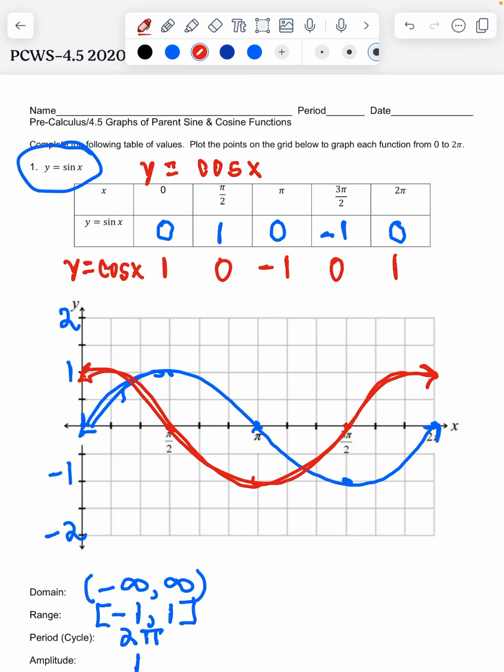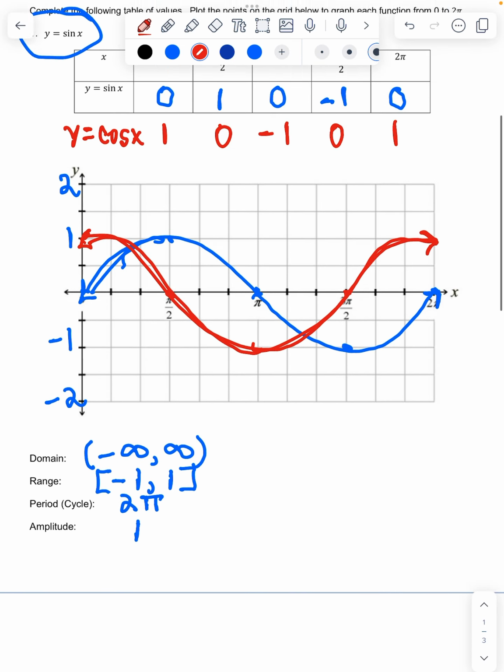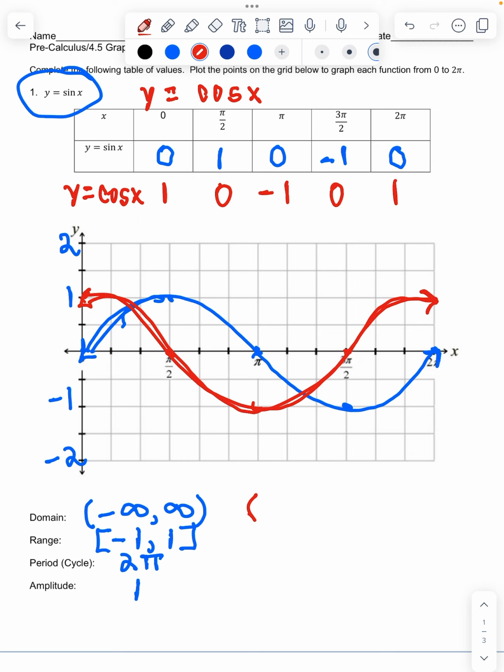And in the cosine graph, we go from peak, high point to high point. But you see you have half a peak on both ends of the cycle. And then you have an entire valley in the middle. As far as domain and range, all of these are the same. The domain is -infinity to +infinity. The range, -1 to +1. The period, 2 pi. And the amplitude 1.